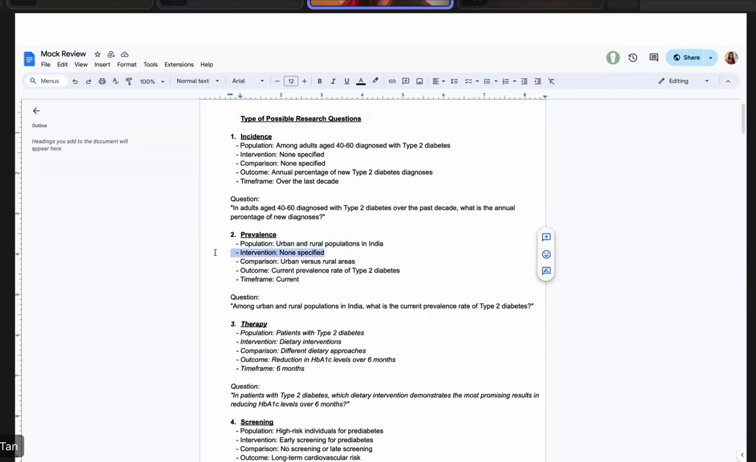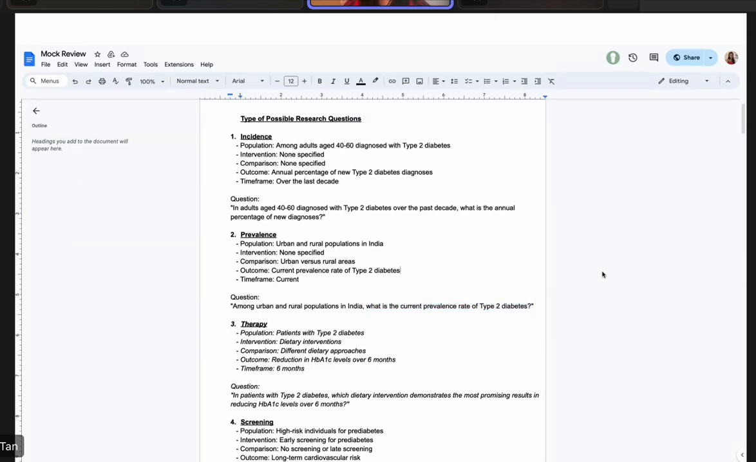Intervention, well, there's not really an intervention since, again, you're just looking at how many people are currently living with the disease. And for comparison, you'll be comparing urban and rural areas. And then for the outcome, you would get the current prevalence rate of type 2 diabetes. Now for prevalence, that is at this current moment. So your question would look like this. Among urban and rural populations in India, what is the current prevalence rate of type 2 diabetes?